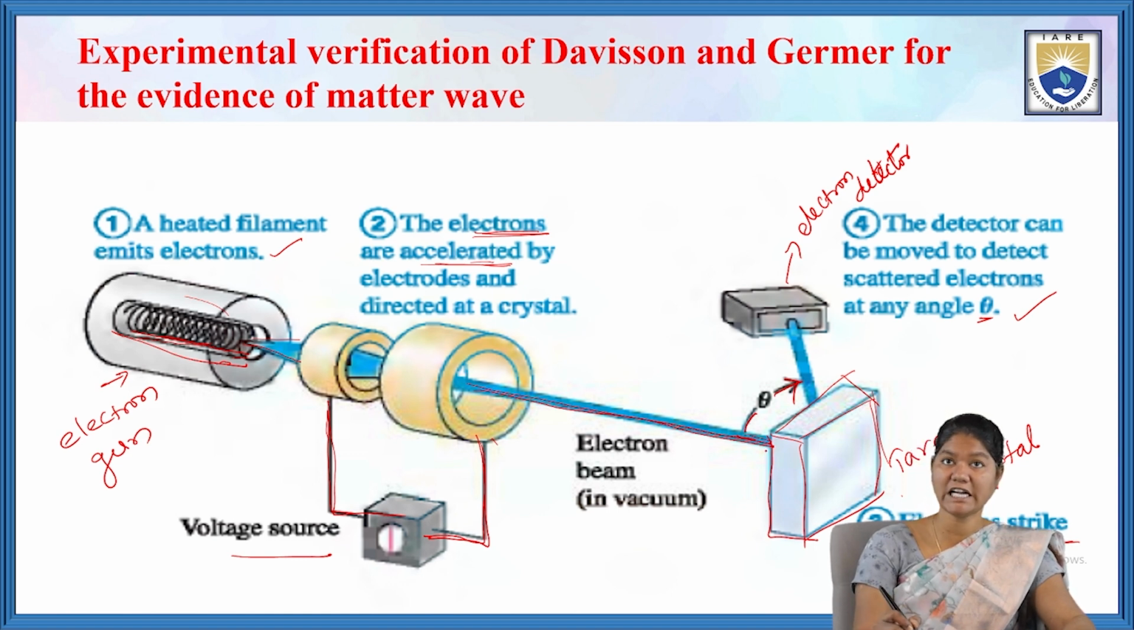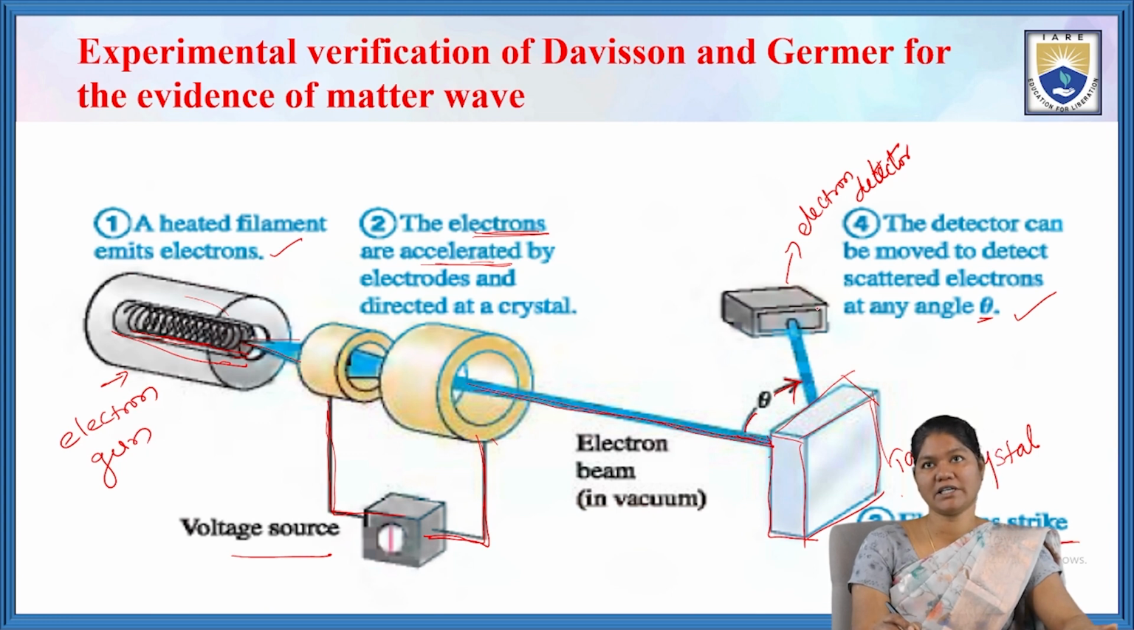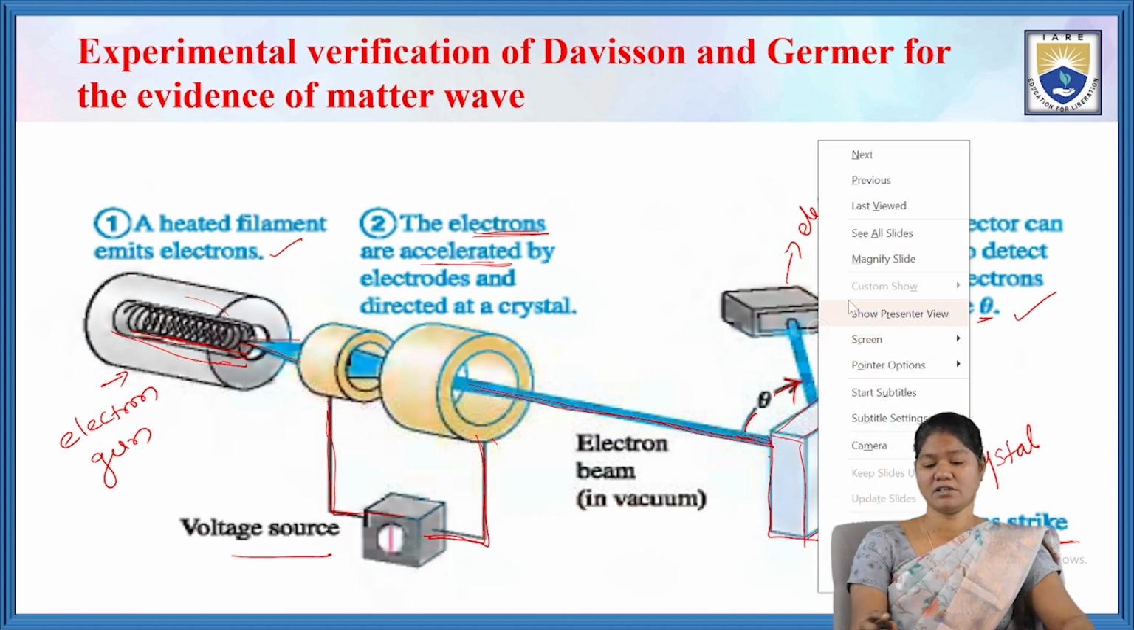After hitting the target crystal, the electrons are scattered in all directions. The scattered electrons can be detected by the electron detector, which is connected to the galvanometer. So the electrons scattered in different directions can be detected by the electron detector.